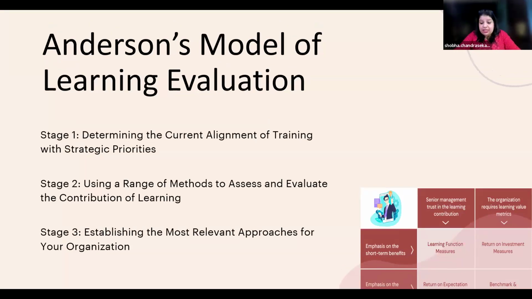The first stage is determining the current alignment of training. In this first stage, the organization examines how well its learning and development initiatives align with the broader strategic goals. The goal is to ensure that learning efforts are designed to address the business priorities. So that's how the alignment should be ideally, and that's what the step checks, ensuring that the outcomes of the training are directly tied to the organization's success.